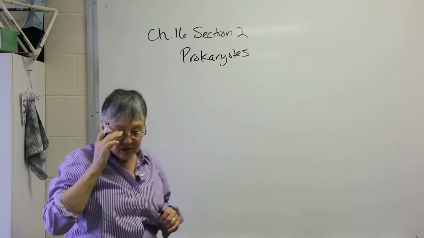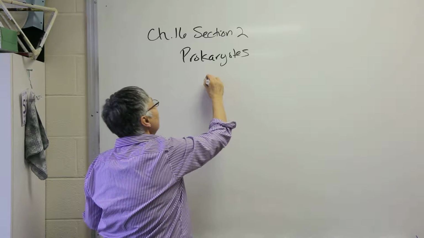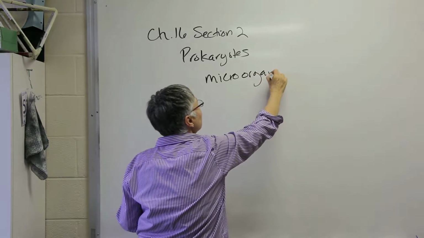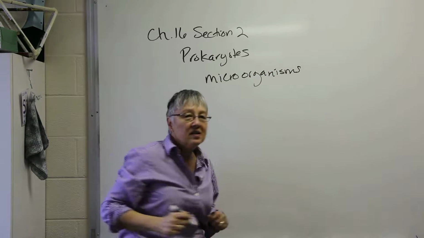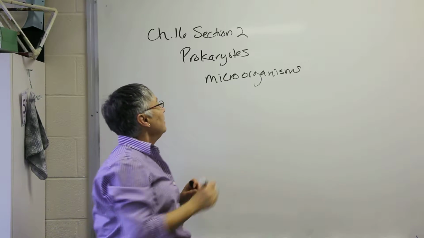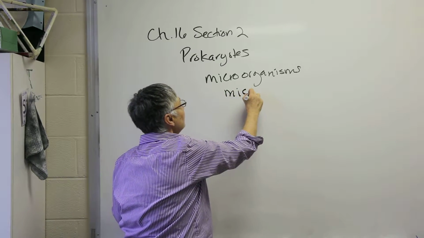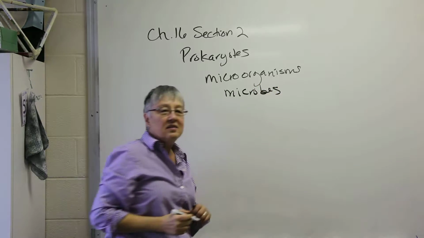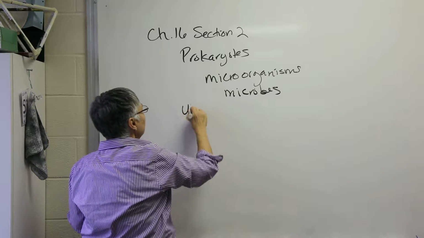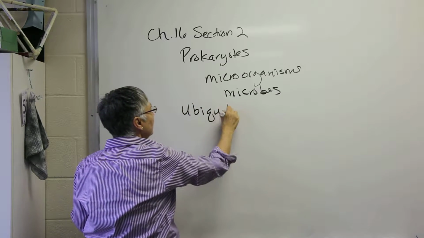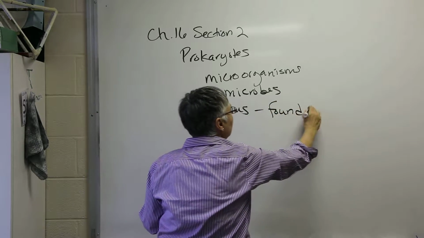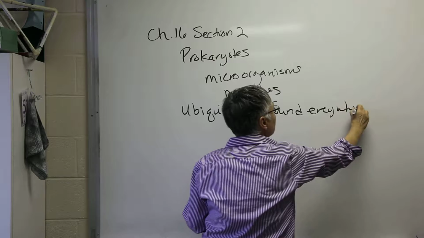We're going to talk about a group of organisms that are called prokaryotes, and they are microorganisms, meaning that they can't be seen with the naked eye. Sometimes they're referred to as simply microbes, and they are ubiquitous, which means they are found everywhere.